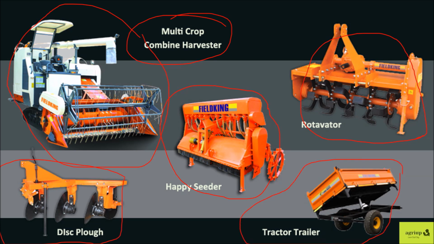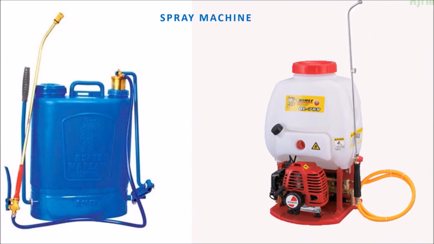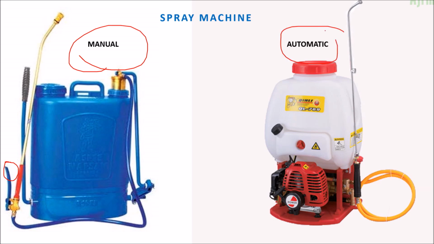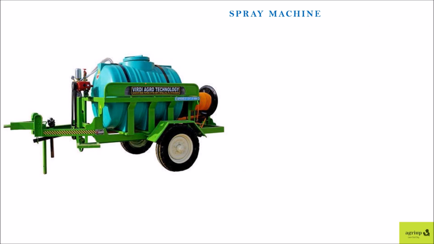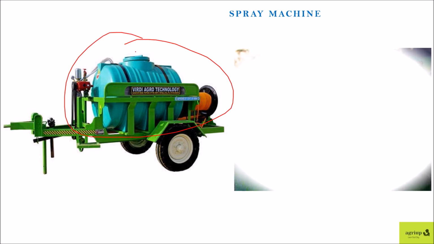Further, for spraying of the pesticides and the chemicals, there are two kinds of modes. One is the manual mode, which is driven by hand, and then manually the person is spraying it in the field. And this one is the automatic. It has a motor that runs, and the spray is done in that way. Also, we have spray machines which are mounted on the tractor, and when a large area is to be sprayed, then this process is followed.